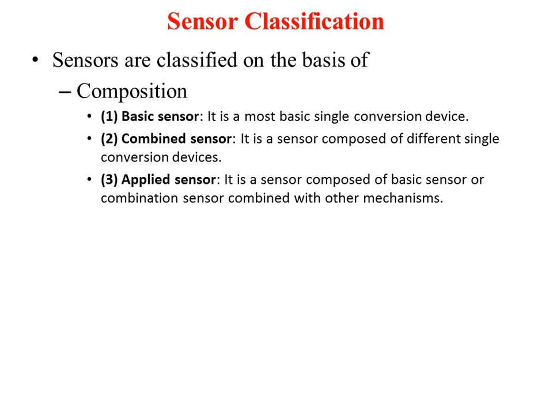So here it is composition: basic sensor, combined sensor and applied sensor. Basic is a single conversion device. It will directly convert the signal. Combined, in a sense, may have different signals combined together. Yesterday we saw the example of that. Two or three signal transducers will be combined together. That will be called a combined type of sensor. And an applied sensor may be either a basic type or a combination of both. Depending on your application, you will be putting it as an applied sensor.